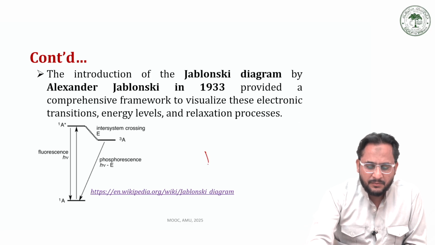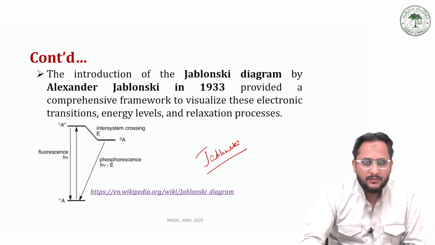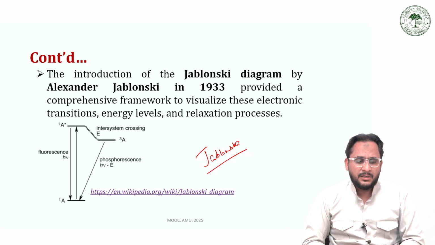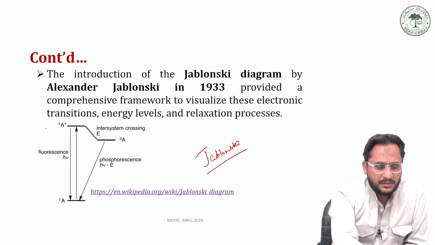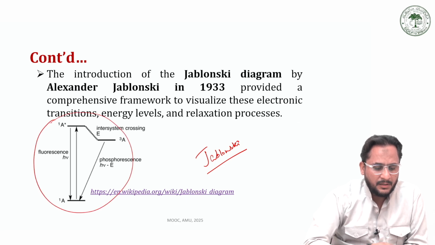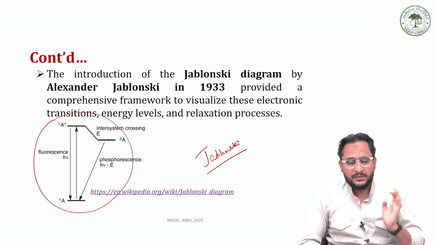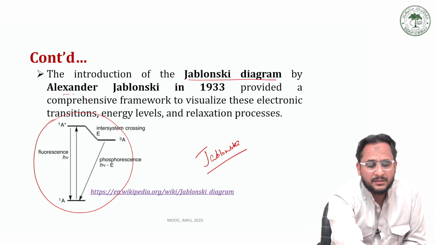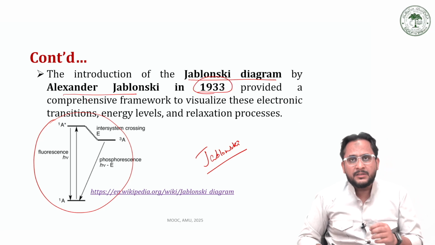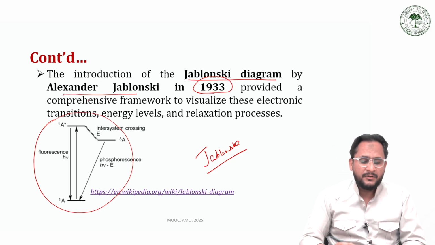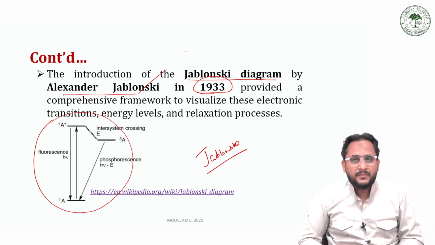This is the famous Jablonski diagram. This is the very basic form of the Jablonski diagram. The advanced form showing detailed phenomena relating to photoluminescence will be shown in the next lecture. But this simple figure helps you understand the phenomena of fluorescence as well as phosphorescence. This famous diagram was given by Alexander Jablonski in the year 1933, and that is why it has been named Jablonski after the person who devised it.